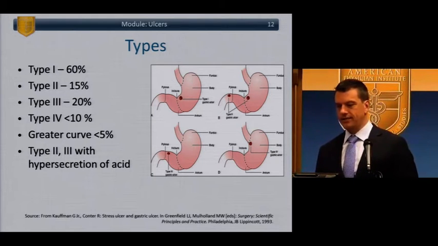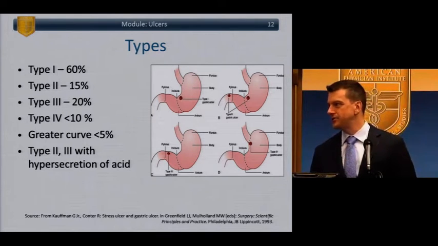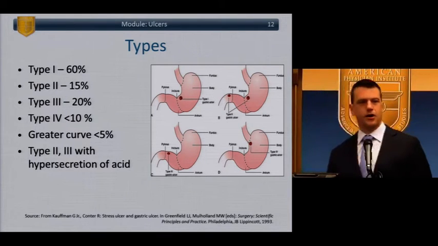One of the keys here is that type 2 and 3 have to do with secretion of acid. So that's the one where there's two ulcers, where it's duodenal and on the body of the stomach, and then the prepyloric are also acid-mediated. Type 4 tend to be more related to NSAID use or smoking or some of the other causes.